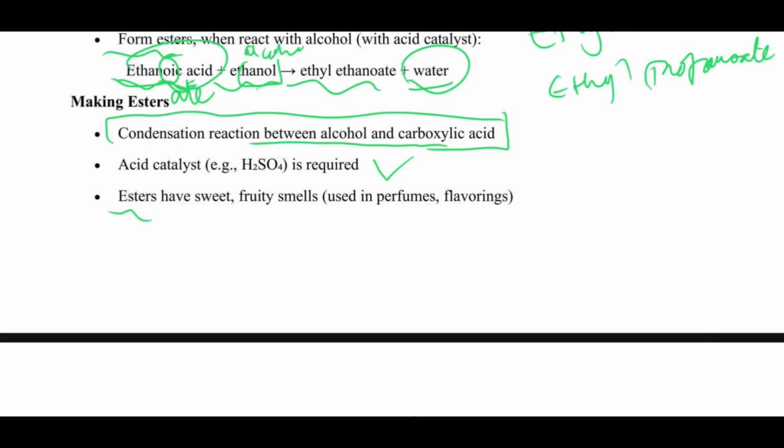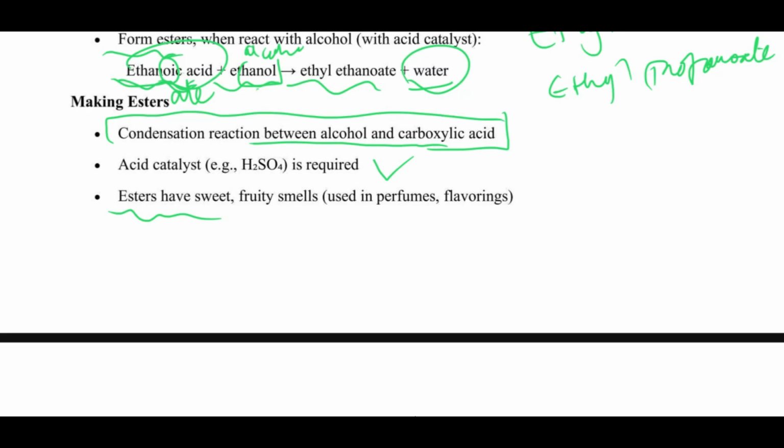So what are the properties of the esters? Usually when you smell the fruits, or you eat the fruits, the taste of the fruits is actually because of the esters. They have different types of esters in these fruits. That's why we have different tastes of the fruits. Also, the flower smell. The reason different flowers have different smells is because of the esters. They have different ester compounds.